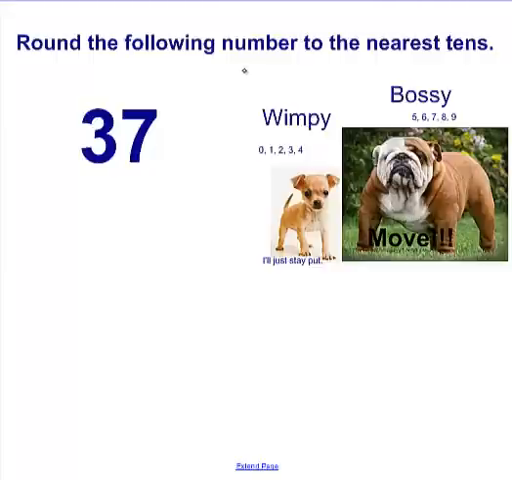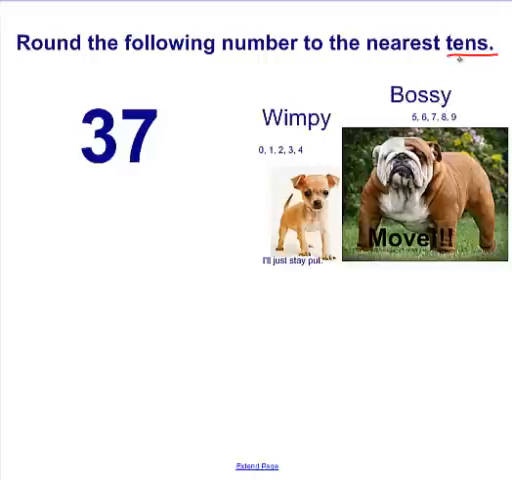Okay, now I want you to do these on your own. So we're going to read this together, and then you need to pause the video, and then when you're done writing, then I want you to go turn the video back on, and you can check your work. I want you to write the number 37 down, and then take a look. We are going to round the following to the nearest tens. Okay, go ahead and pause the video.